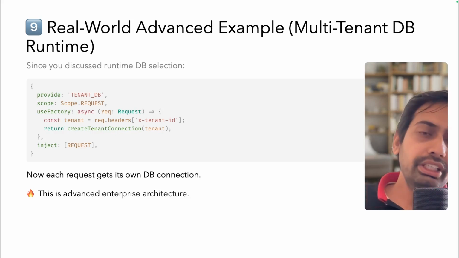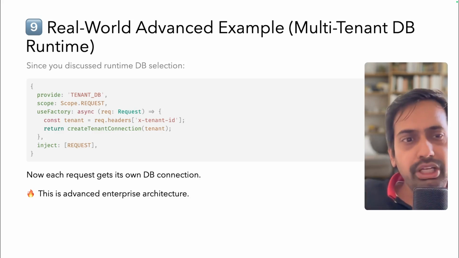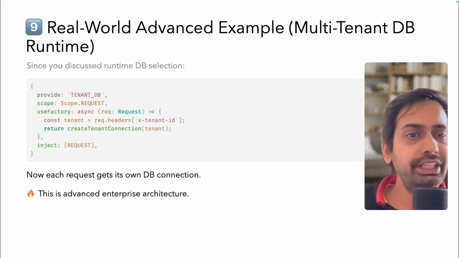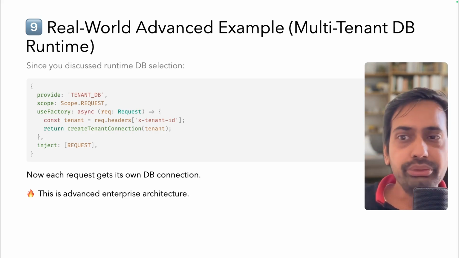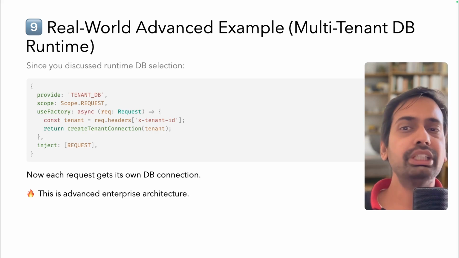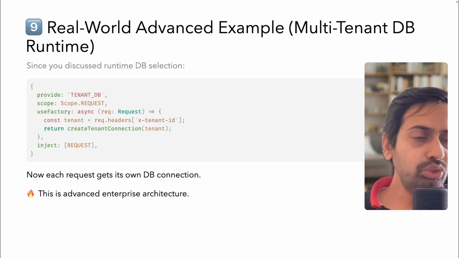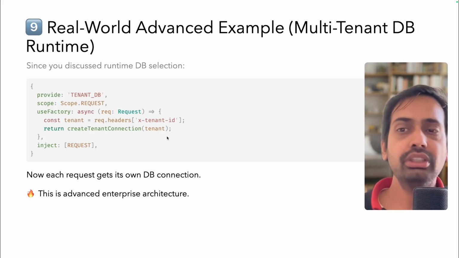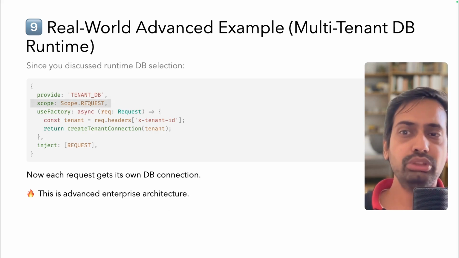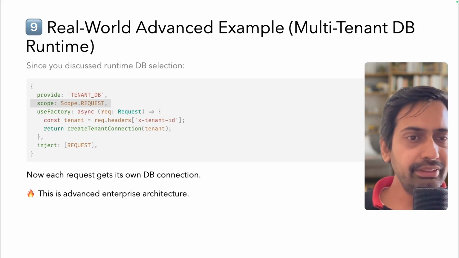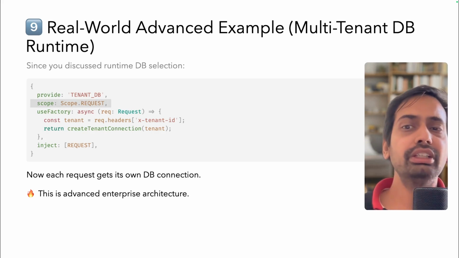Real world advanced example, let's say you are writing a NestJS application and you wanted to connect to a different database based on the tenant ID. How can you do that? You can just do that using dynamic initialization, and here we can use factory. I'm giving you tenant DB, but the scope is request. This is important. The scope is request because on every request I'm getting a tenant ID, and based on that only I'm deciding the connection instance.